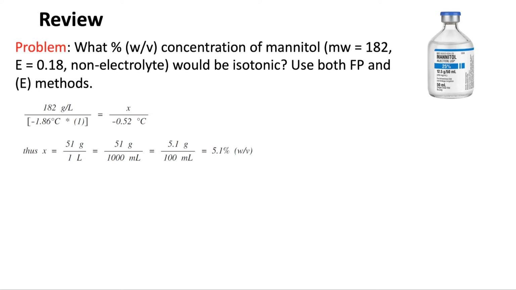What's different now is on the right-hand side, we're going to set that equal to, what we're solving for now is the concentration. We want to know the concentration that's isotonic. So our concentration is unknown, so we're going to put X in the numerator.